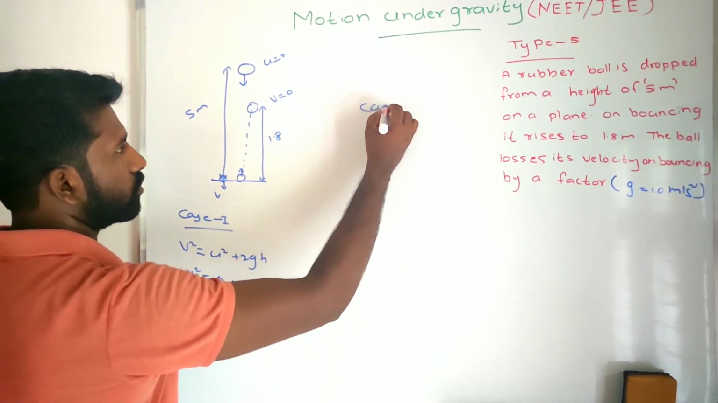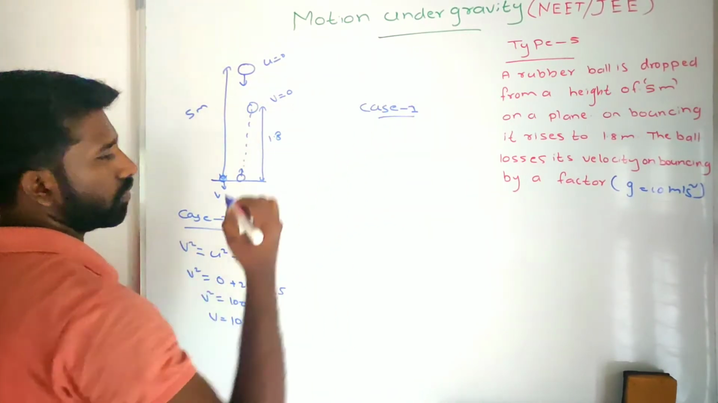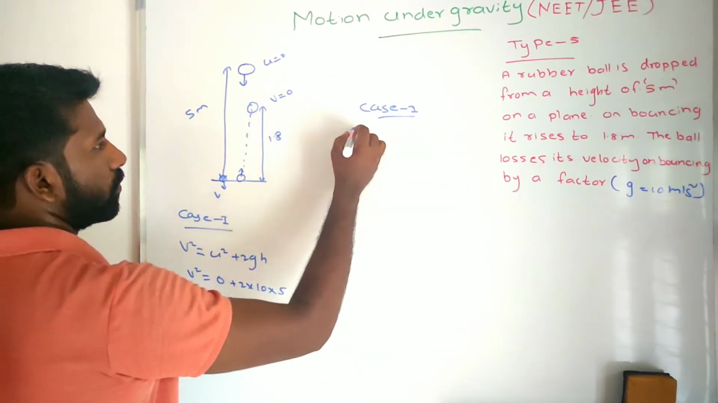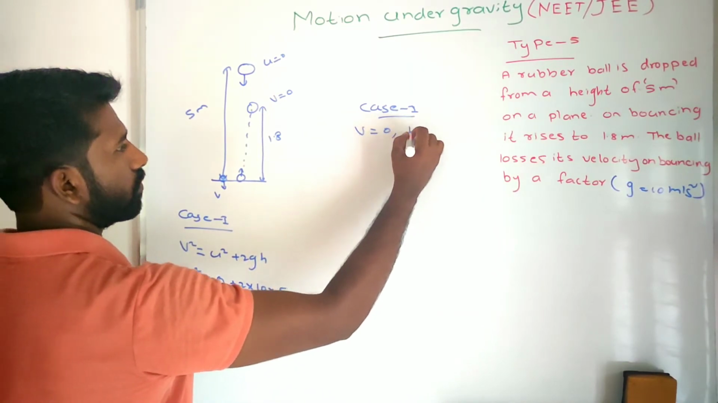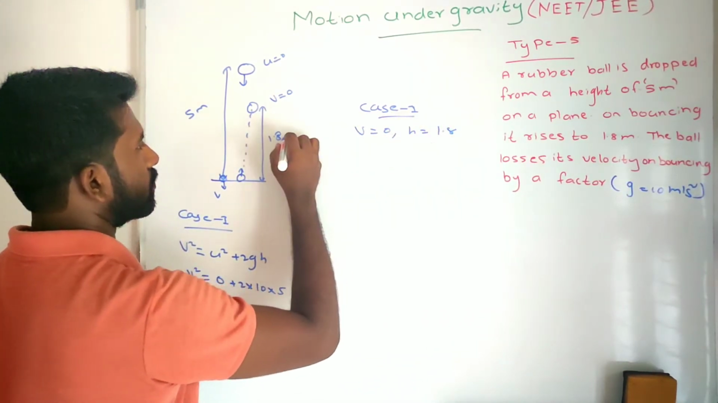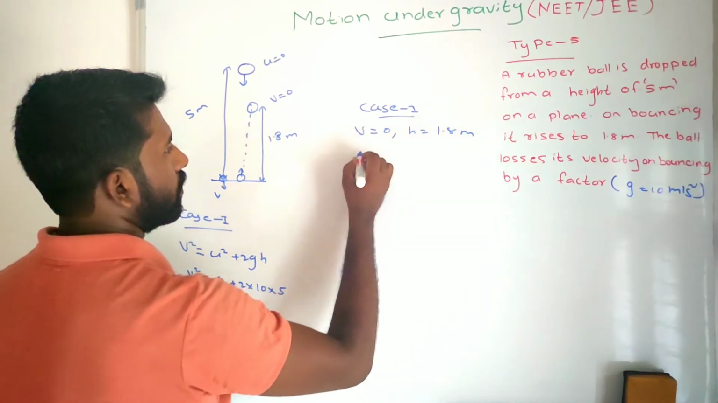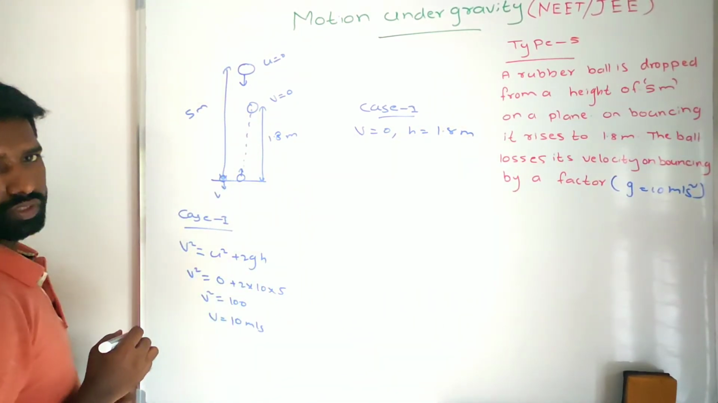Next we will see case 2. Case 2 is the upward motion. In the upward motion, the final velocity is 0. What about the h? H is 1.8 meter. We need to find out what is the initial velocity.